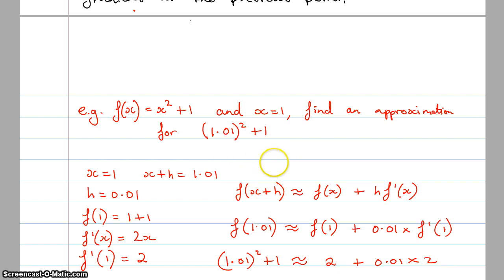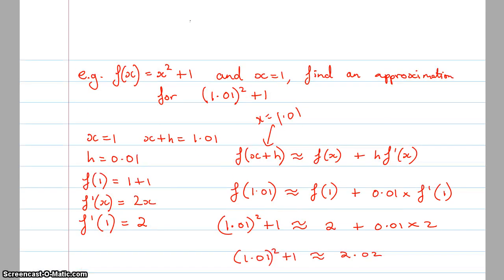So that one there is 1.01. What is the y value when x equals 1.01? So I can put all of this information that I've found in. I don't know what f of 1.01 is because that's what I'm trying to find out, but I do know that it's approximately equal to f of 1 plus h times f dash of 1. So I found out all this information over here.